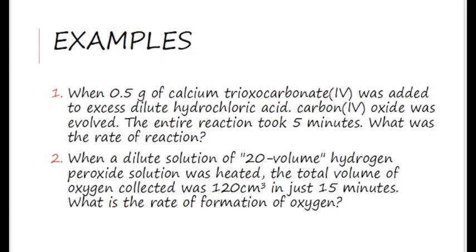When 0.5 gram of calcium carbonate was added to excess dilute hydrochloric acid, carbon dioxide was evolved. The entire reaction took 5 minutes. What is the rate of reaction? So for the reaction to be completed, 0.5 grams had to be completely converted to carbon dioxide in that reaction. So how then do we solve this? Since they give us the reactant amount, we are going to use reactant divided by the time, and we have our answer. Now in most cases, your rate of reactions will be given in amount per time, and the unit of the time is usually in seconds.